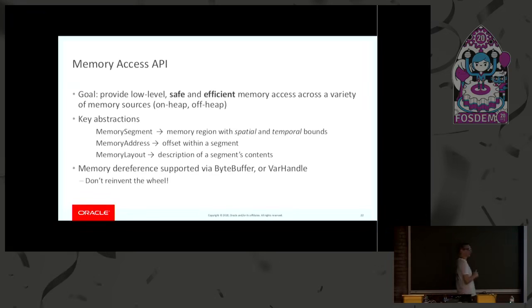There are 3 key abstractions. The first is called memory segment, which is just a region of memory, contiguous bytes somewhere. They can be on heap or off heap. The API is actually neutral as to where the bytes are stored. And then we have addresses, which are essentially offsets into segments. So you can think of it just as a long that points to some location inside the segment. And then we have memory layouts, which are an optional description of the contents of memory. You can decide to use them, or you can just decide to ignore them. But we will see what the advantages are of attaching a memory layout to a segment.